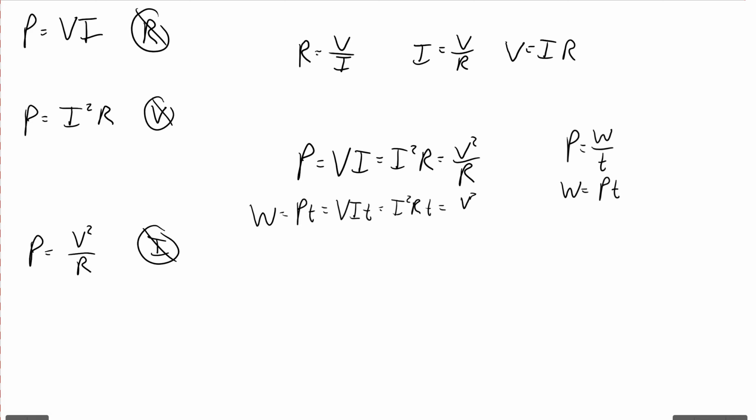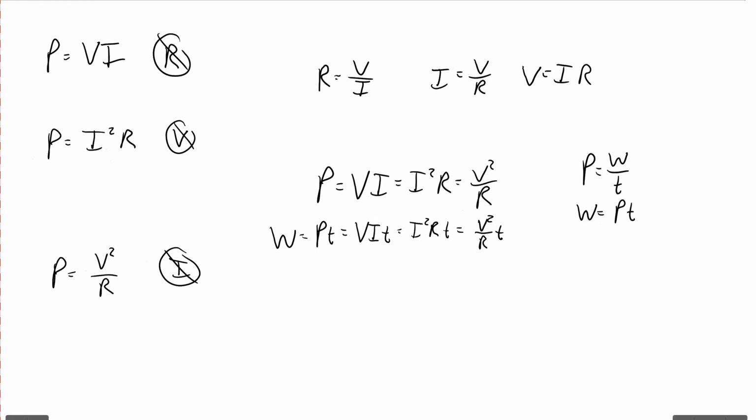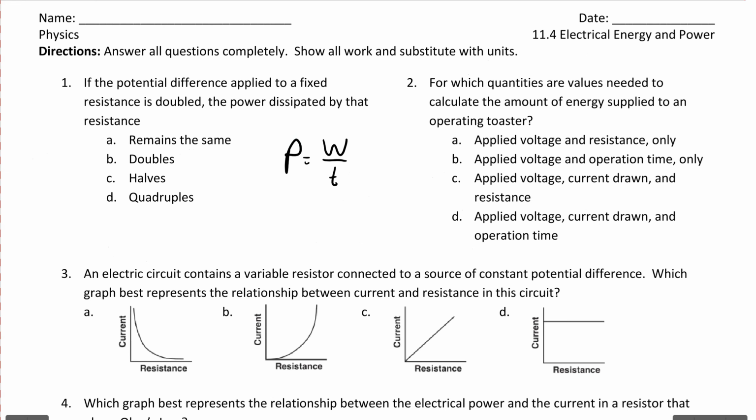Power is also equal to V squared over R. Power times time gives you the electrical energy. And that's where that long string of equations comes from. That one is showing you 1, 2, 3, 4 different equations. So now we have a lot of tools in our tool belt, and we can start doing some problems.